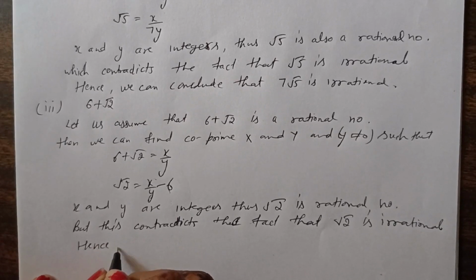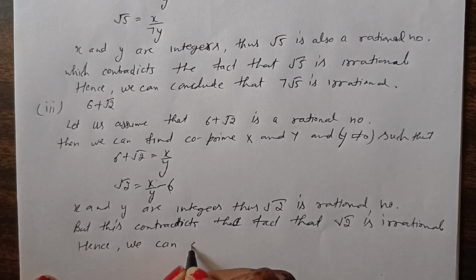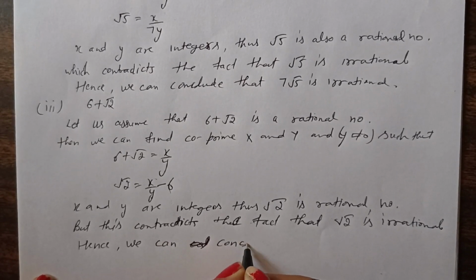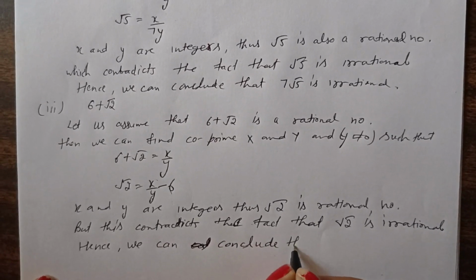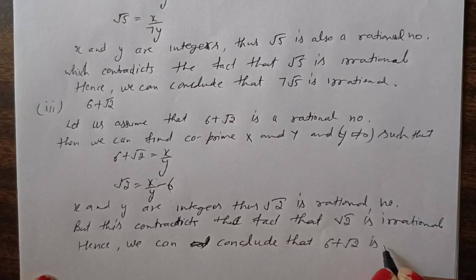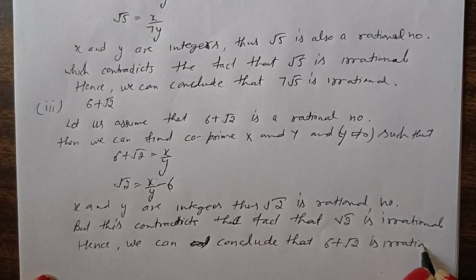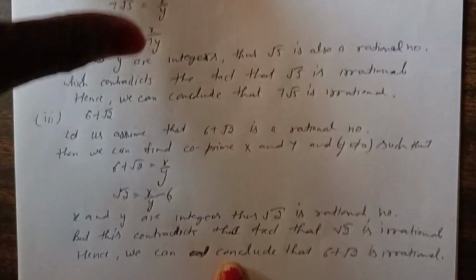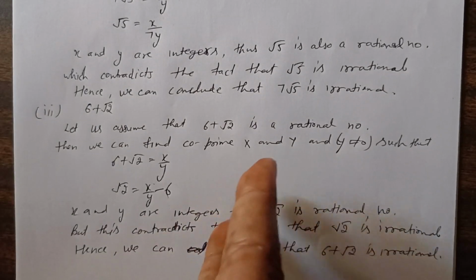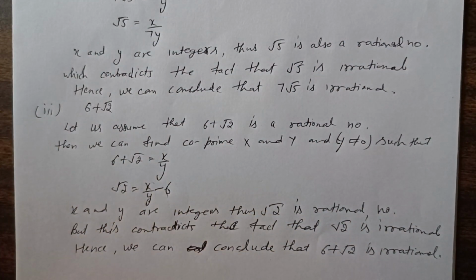Hence, we can conclude that 6 plus root 2 is irrational. So we prove all the 3 questions with the contradiction method, that these numbers are irrational numbers.